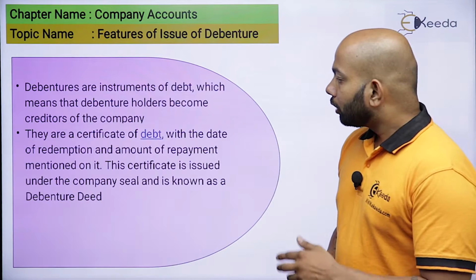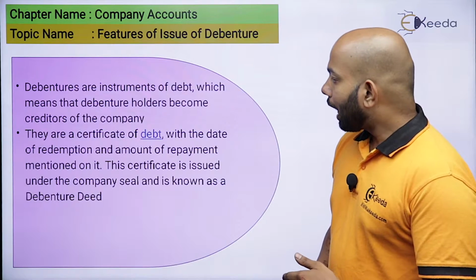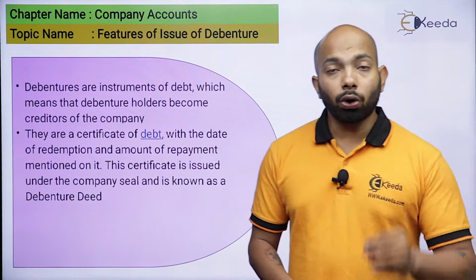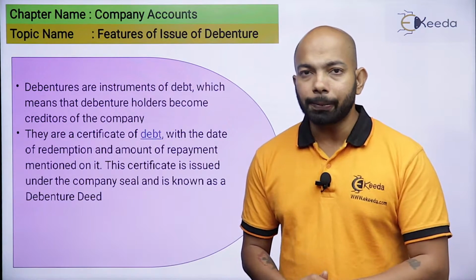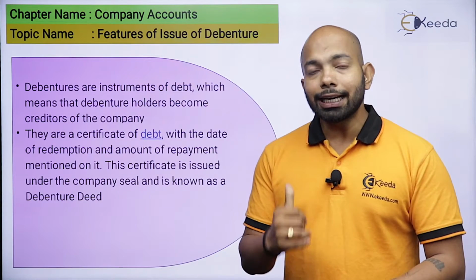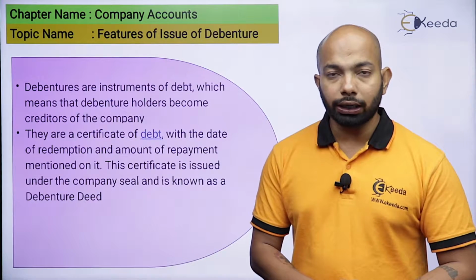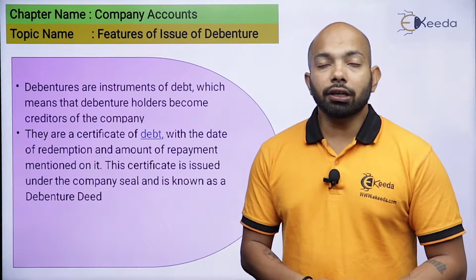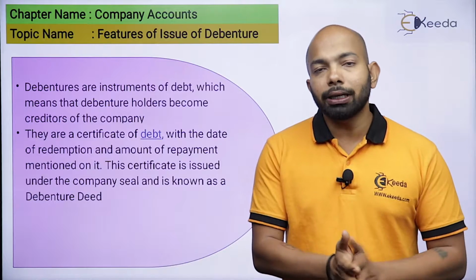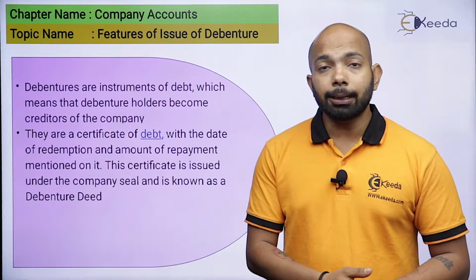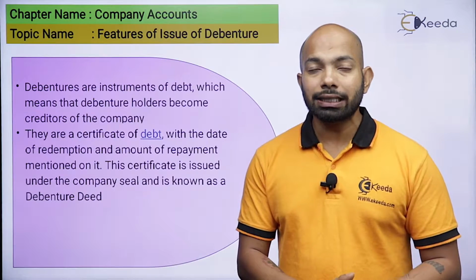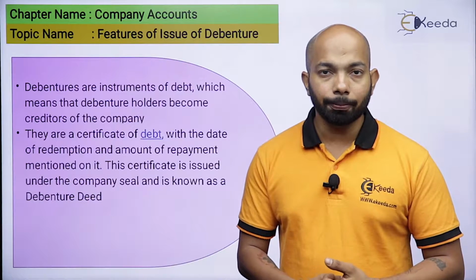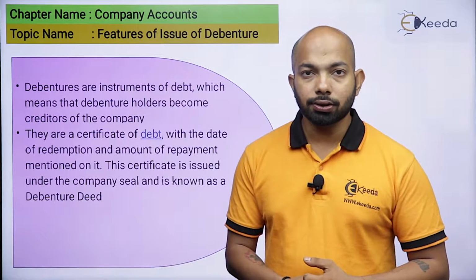It includes the total amount of repayment and the date of redemption. That means on what date this amount will be repaid to the debenture holder is mentioned with the company seal on it. Hence, this is also known as debenture deed, which gives you an authority, or it's a negotiable instrument which can be used in case the company denies the claim here. Let's go on to the next point of debentures.